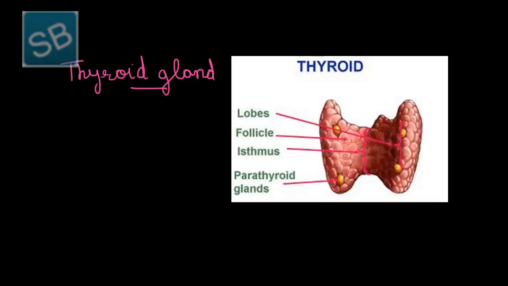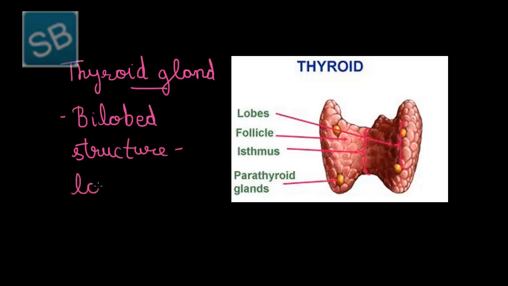Now we will start with the structure and function of another endocrine gland, that is the thyroid gland. This figure depicts the structure of the thyroid gland. As can be seen from the figure, the thyroid gland is a bilobed structure that possesses two lobes, which is located just above the upper part of the trachea.